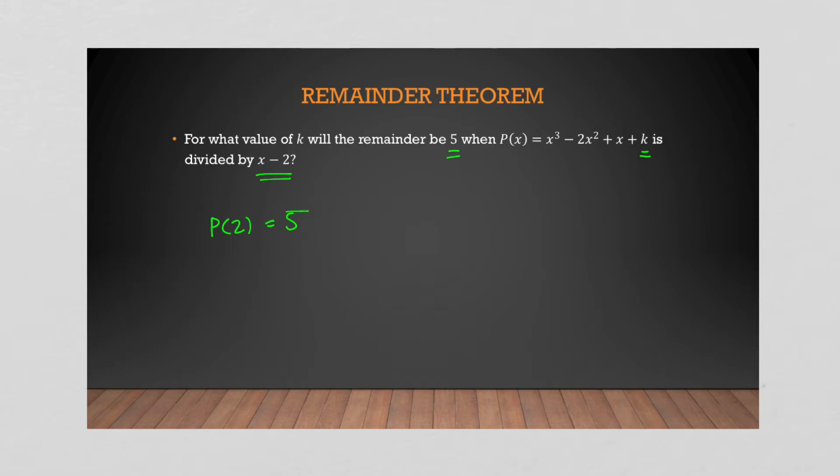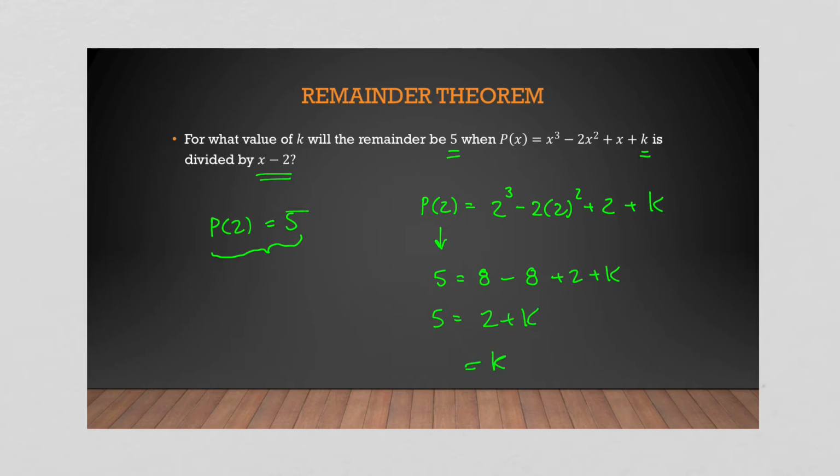So we just take that and we go, okay, well, p of 2 is equal to 2 cubed minus 2 times 2 squared plus 2, but then plus k. And now you might be looking at this thinking, well, where do I go from here? But you know that p of 2 is equal to 5. We know we get a remainder of 5, so we sub 5 in there. And then solve this through, so 8 minus 8 plus 2 plus k. 5 equals 2 plus k. Subtract 2 from both sides.